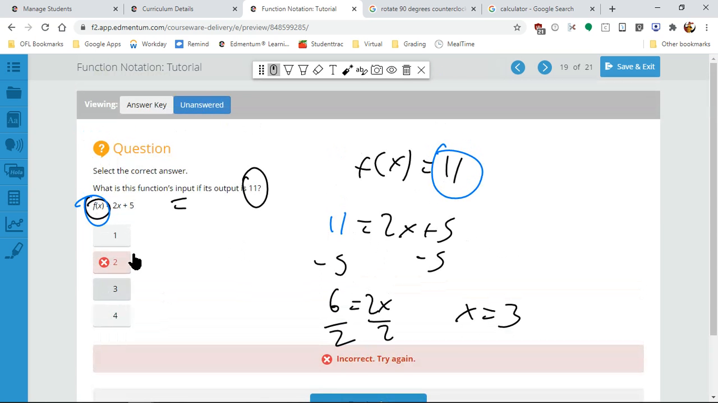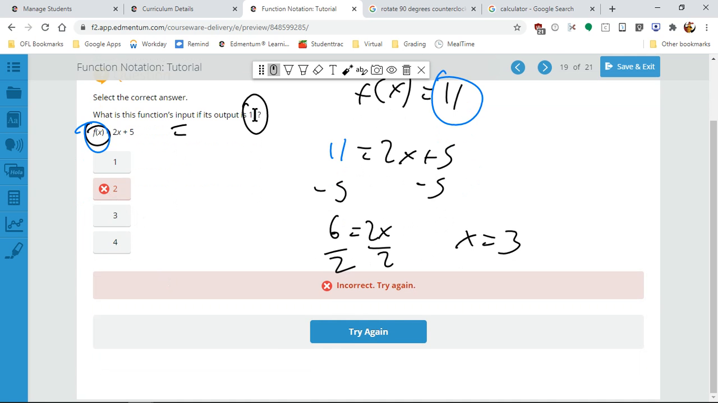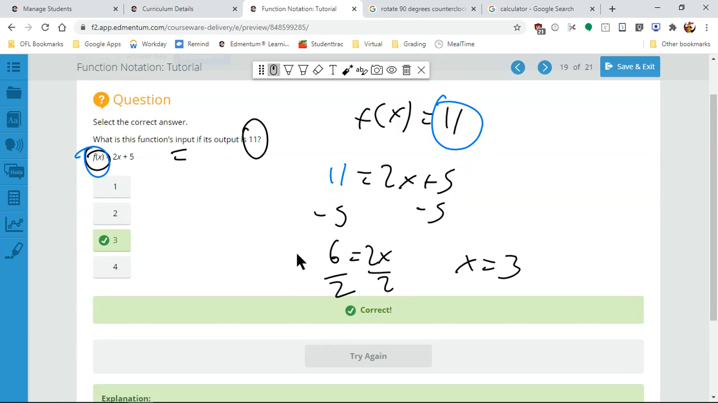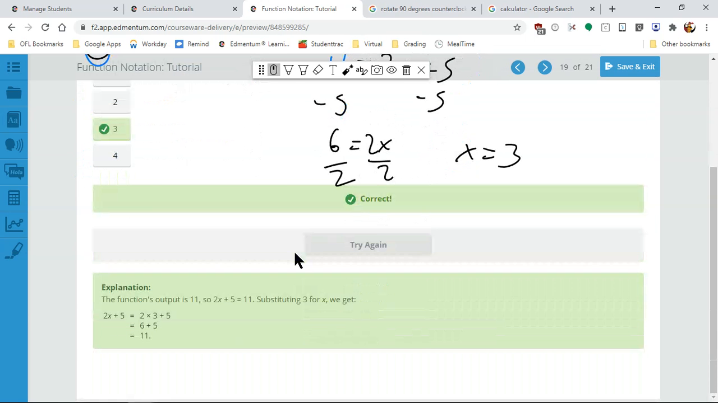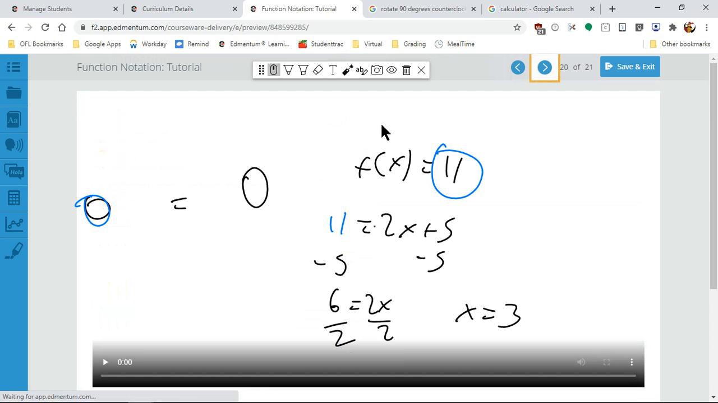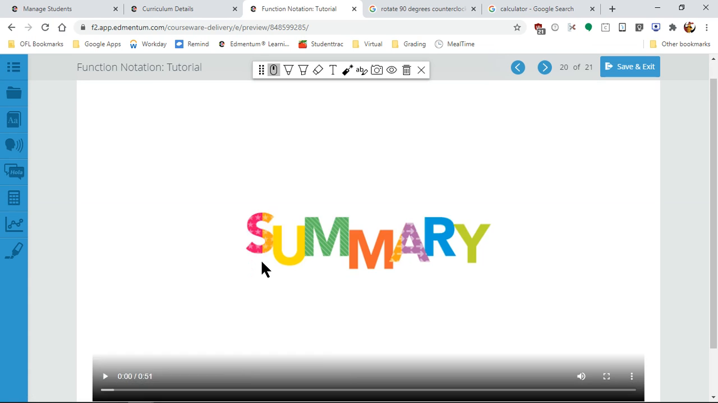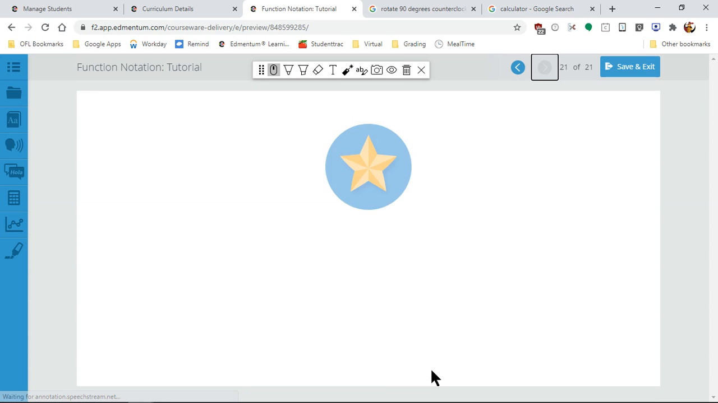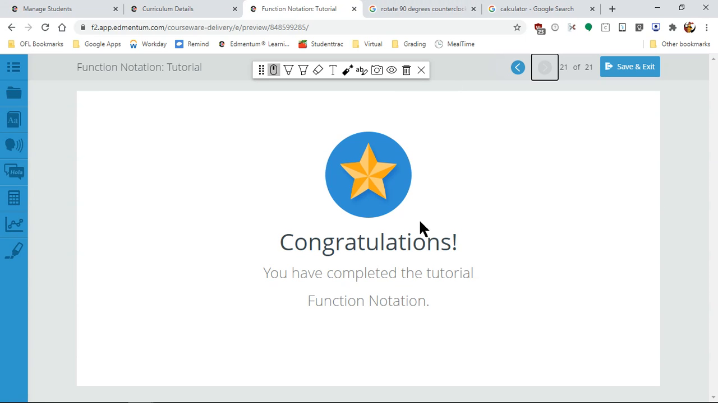Oh, 3. Why did I put 2? Why'd you guys let me click 2? Try again. 3. I clicked the wrong thing. There we go. And it shows us the work right here. They showed us doing it backwards. They substituted it in, multiplied it, and we still get 11. So again, guys, watch your summary. I do recommend it for when you're doing your mastery tests. It helps out a lot.